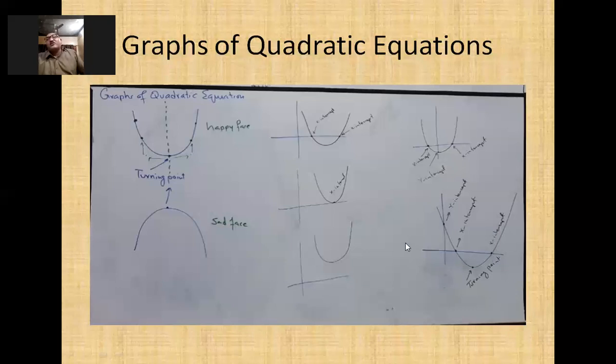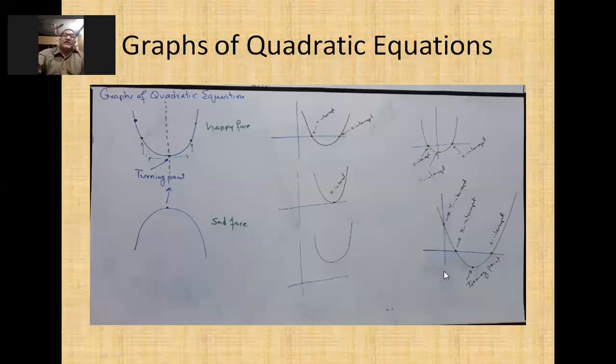These 2 points where the graph cuts the x-axis are called x-intercepts. And this point where the graph takes a turn is called the turning point of the graph of the quadratic equation. So these 4 points, or you can say 3 points, are very important: the x-intercepts, the y-intercept, and the most important of them is the turning point.